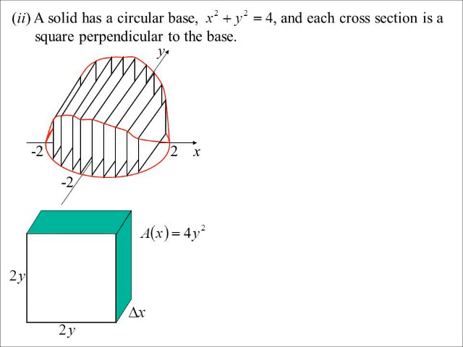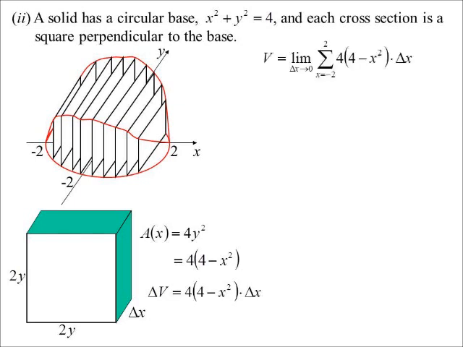Well, we've got a lovely formula up there that links x and y. Very easy to make y the subject of that one. So it's just 4 outside of 4 minus x squared. From this point on, exactly the same as we did with all the others. Okay, my element of volume, I'd multiply that by delta x. So I'm going to sum, and I'm going from -2 through to 2.